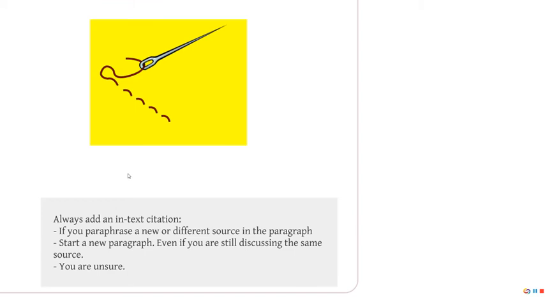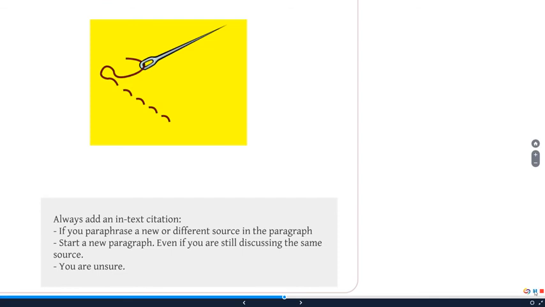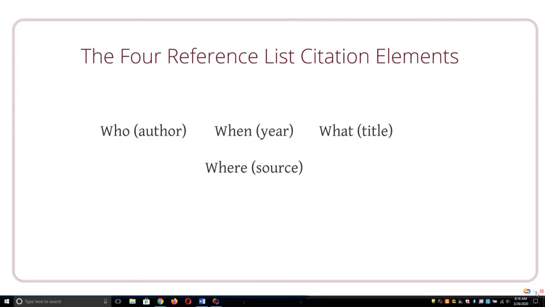That sums up our bit on in-text citations. The next thing we're going to talk about are reference list citations. With the APA 7th edition manual, they introduced their 4 elements. The 4 elements of a reference list citation are who, the author; when, the year; what, the title of the individual work; and then where, the source information.